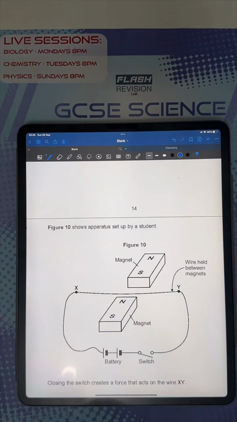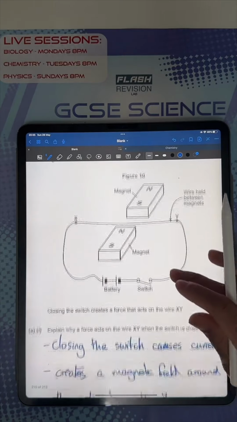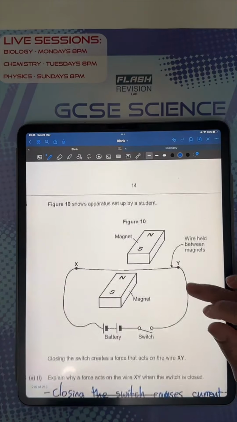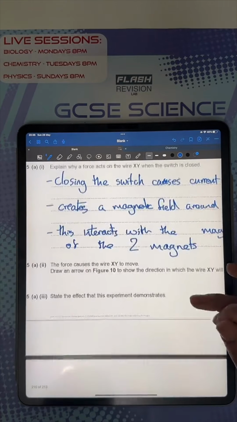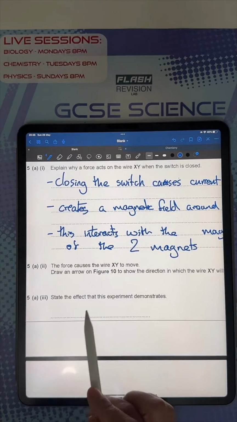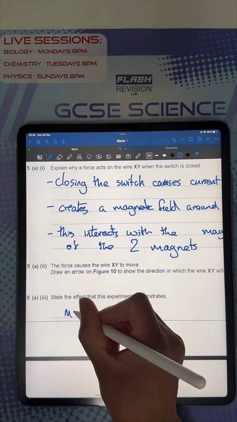Do you have to mention the motor effect? Not necessarily. You can say it's the motor effect, but it's asking you to explain it. There's a question later that says state the effect that it demonstrates. You'd write motor effect there.